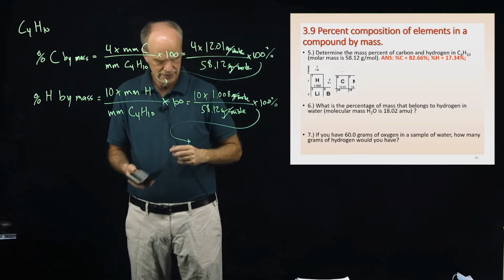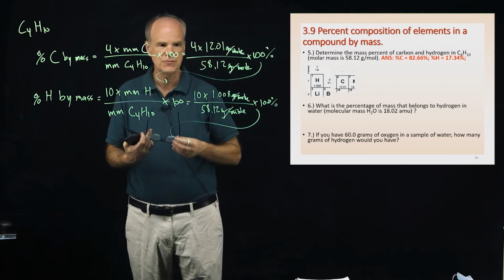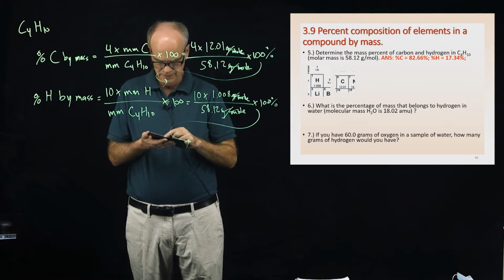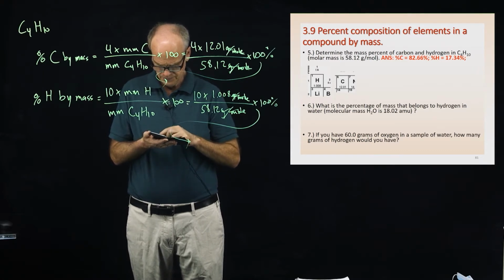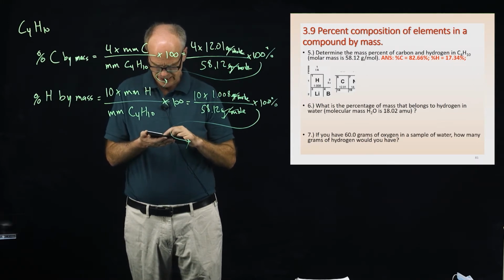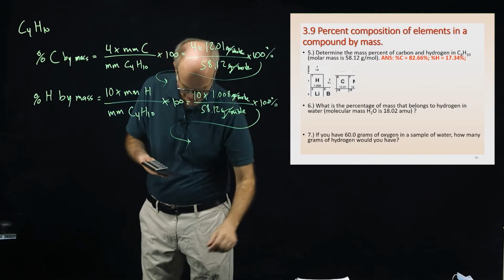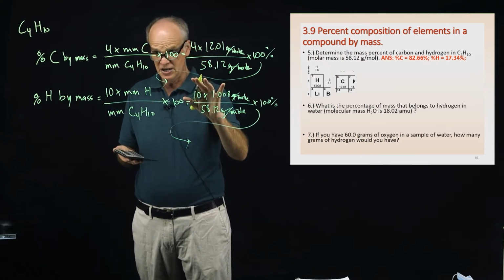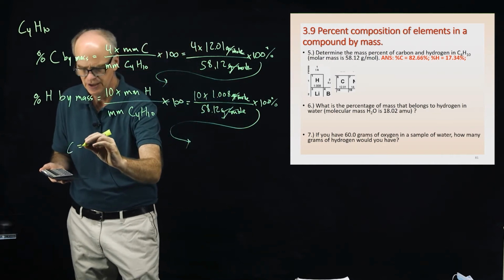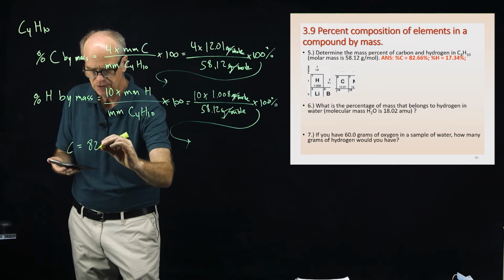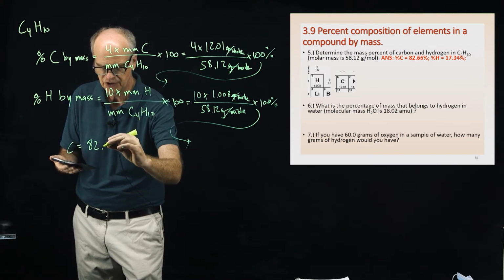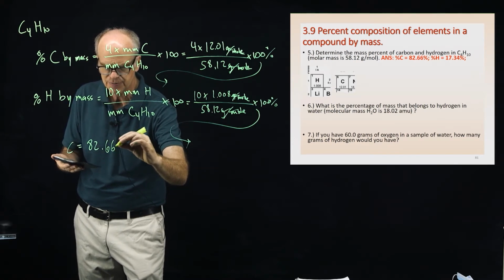So it's going to be 4 times 12.01 divided by 58.12 times 100. And so I get, for the percentage of carbon by mass, maybe I'll write this down here. Carbon is going to be 82, and we're going to deal with 4 significant figures, so let me write that in 4 significant figures, 82.66%.